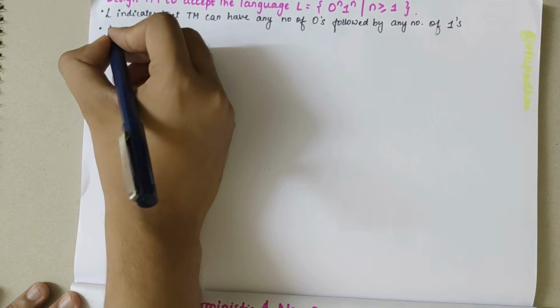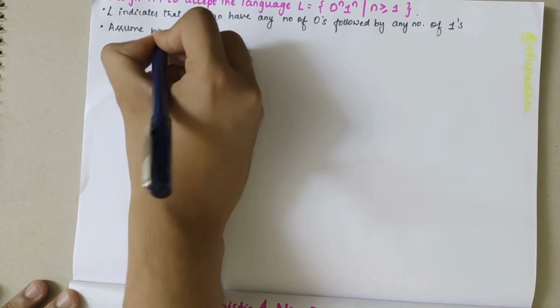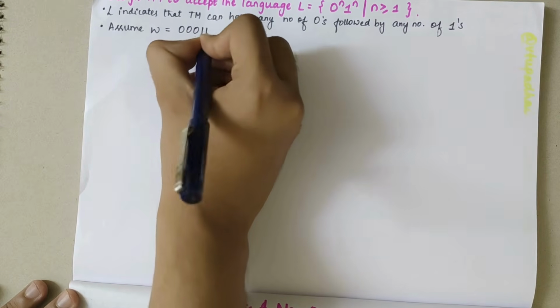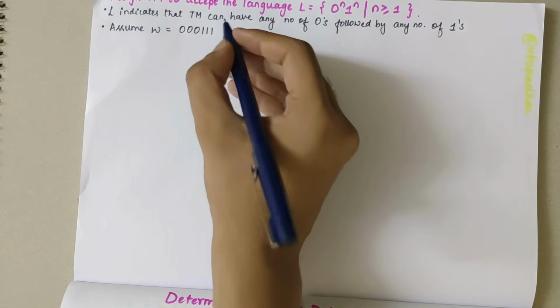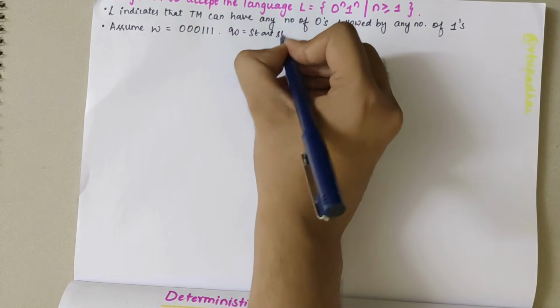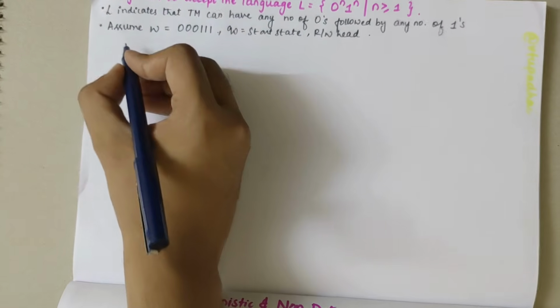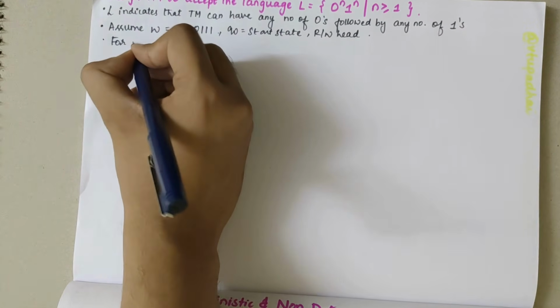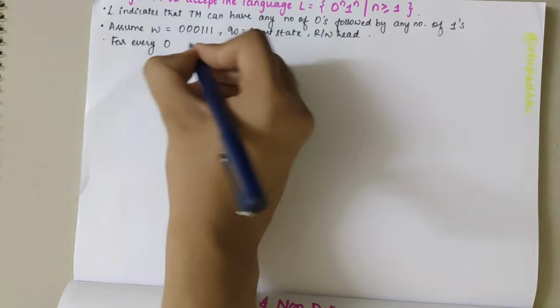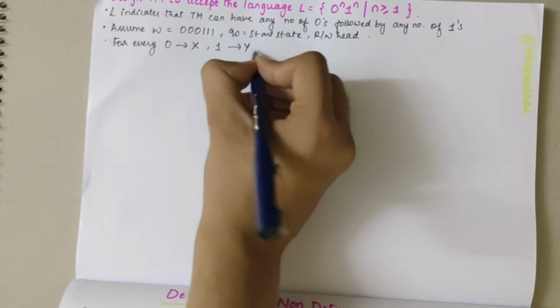So here let's assume a string. Assume w is equal to 1 2 3 4 5 6, yeah, 3 zeros and 3 ones. So let q0 be the start state, and then we have a read write head to scan the input. So for every 0 we need to replace it by x, and for every 1 replace it by y.